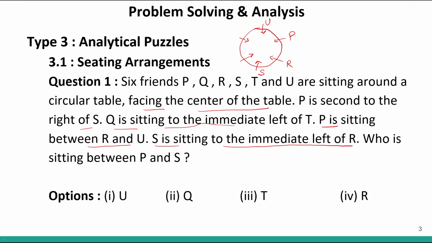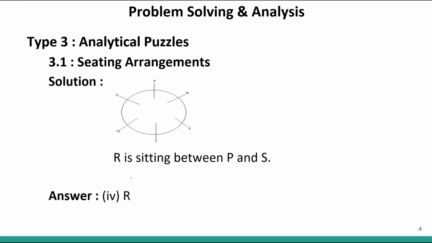Q is sitting to the immediate left of T. So if T sits over here, Q will sit to the immediate left. Left of T will be over here. So this is the final positioning. Now we have to find out who is sitting between P and S. So between P and S, you can see that R is sitting. So option number 4, R will be the correct answer. Okay. Here you can see that R is sitting between P and S.